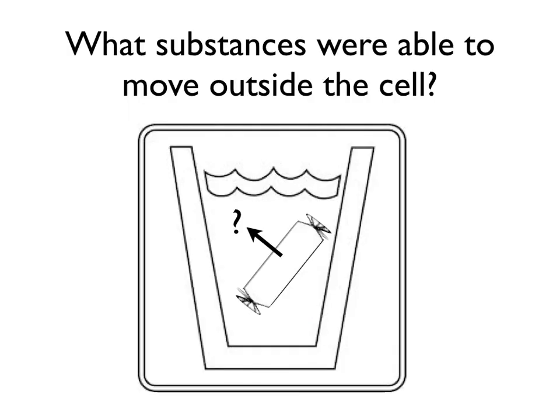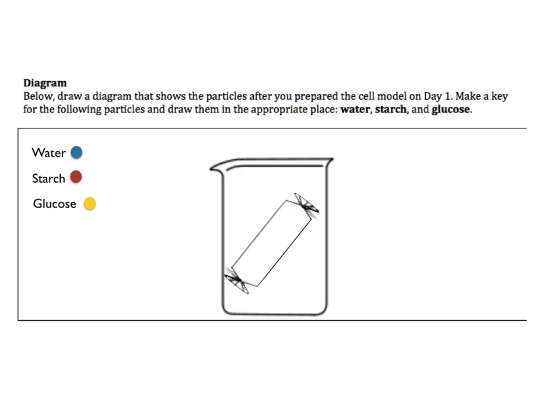After 24 hours, we are going to test the water in the cup to find out what substances were able to diffuse out of the dialysis tubing. Because it is semi-permeable and it's all concentrated in the dialysis tube, we would like to find out if starch and or glucose was able to diffuse out. So in your book on the lab, you are supposed to make a diagram.